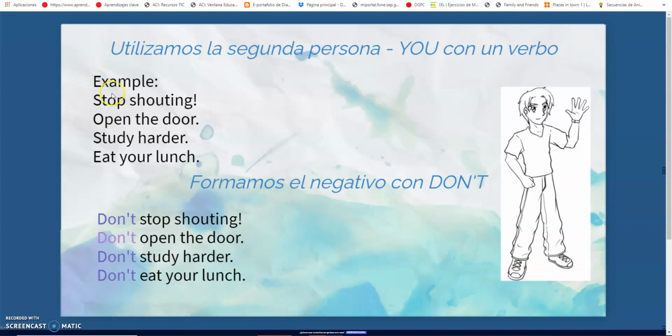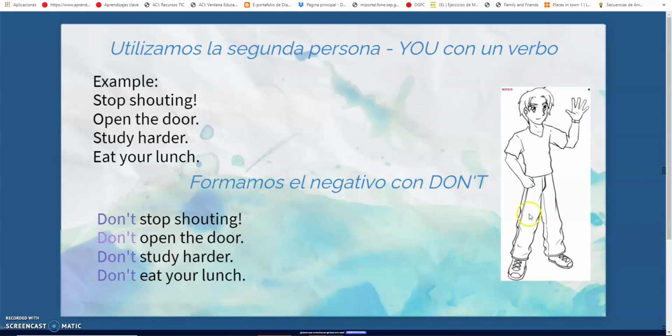And a verb, for example, stop shouting. Open the door. Study harder. Eat your lunch. En español, deja de gritar. Abre la puerta. Estudia más. Come tu desayuno. In negative, we form these commands by adding don't and the verb.